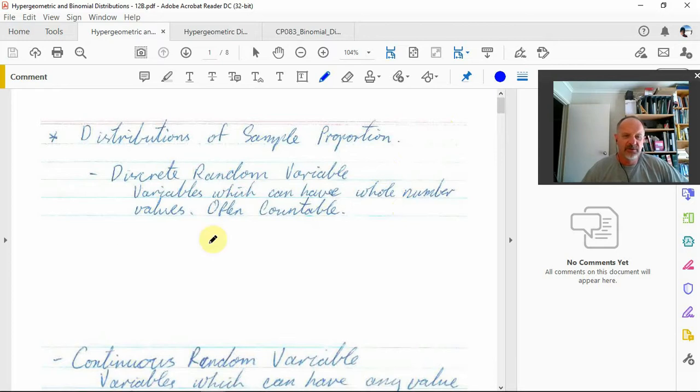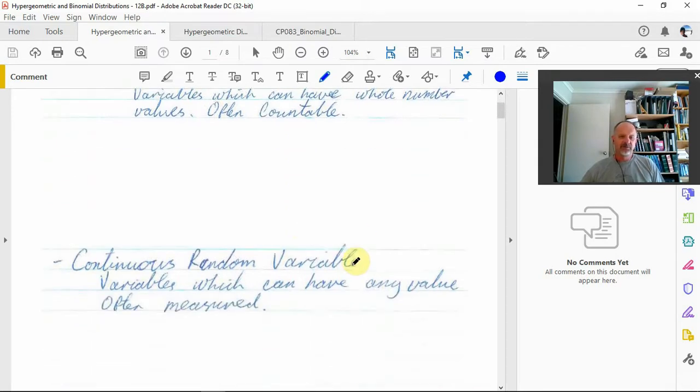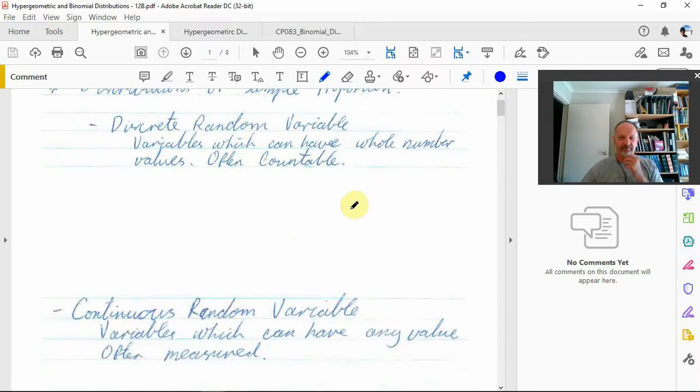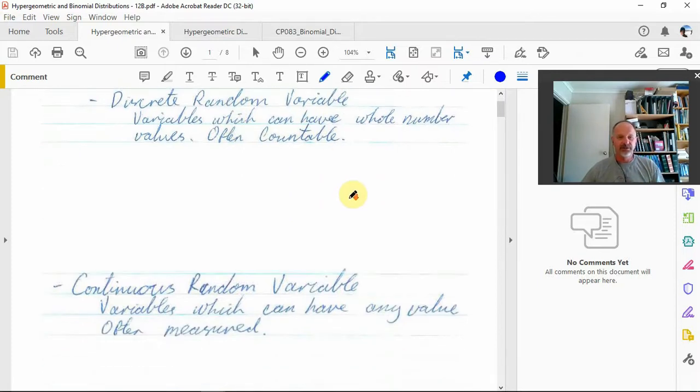So first one up there says discrete random variables. So you have whole number values. So often they're counted. So if you think, do I count that? And you go, oh yeah, I do. Then it's random, of course, but discrete as well.